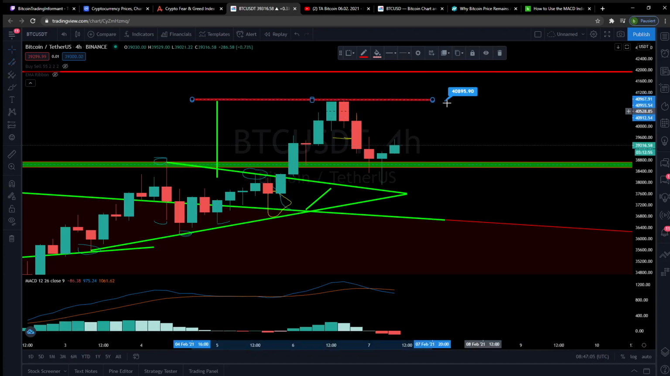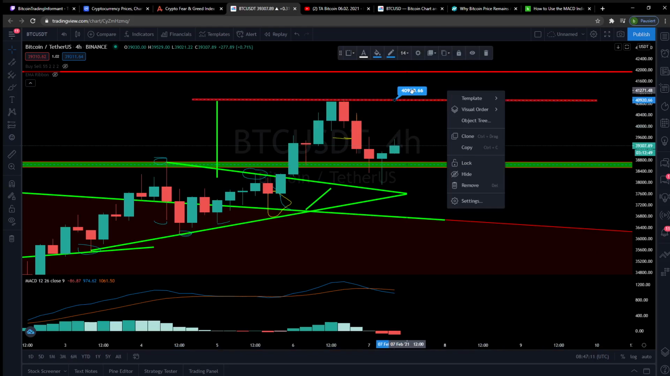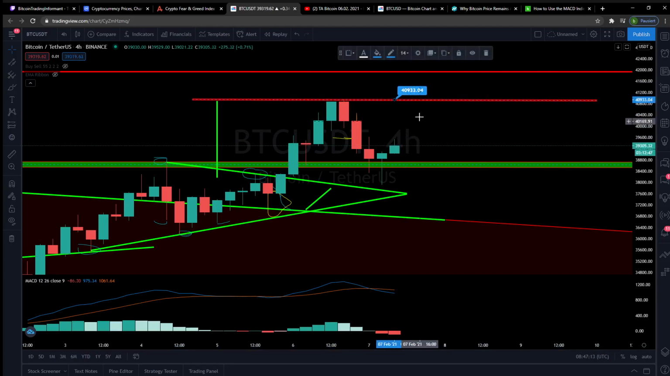This is our new resistance to fight. It's about 41,000. That's the first resistance to fight, and our all-time high is the next resistance to fight if Bitcoin is going upwards here more and more. We will take a look deeper at the 1-hour chart a little bit later.